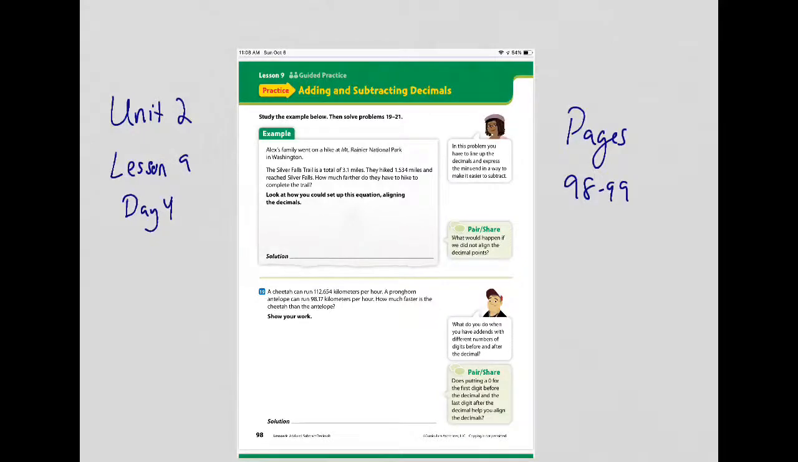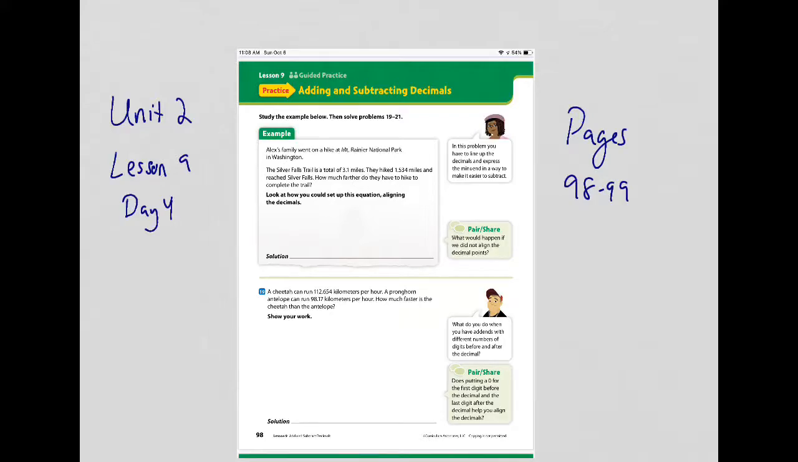Hey 6th grade, this is lesson 9, day 4, and we are practicing problems that involve adding and subtracting decimals. So first, make sure your math book is on page 98. If it isn't, pause the video and go get it. And second, be ready to follow along.